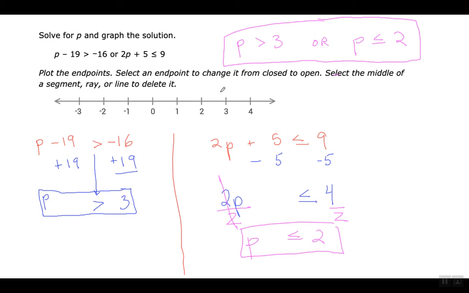Alright, now the graph would be P greater than 3, like that. Or P less than or equal to 2. P less than or equal to. It could equal to 2 or less than. Alright, let me do another one.